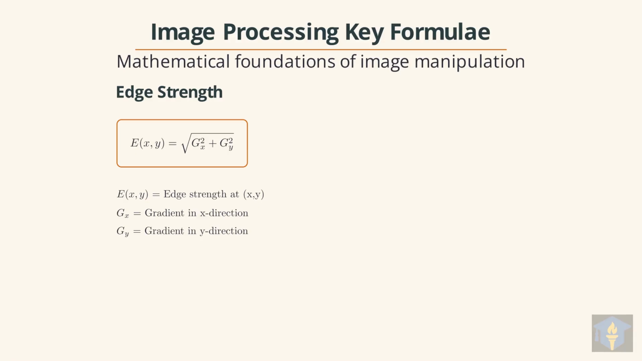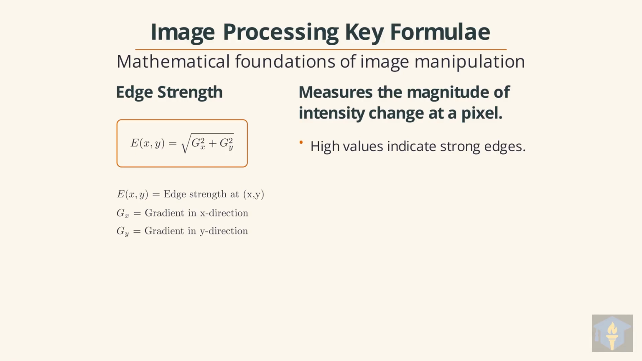G sub x represents the image gradient, indicating intensity changes along the x direction. Similarly, g sub y represents the gradient in the y direction, showing changes vertically. This formula measures the overall magnitude of intensity change present at a specific pixel. Higher values for E of x, y signify stronger, more prominent edges in the image.